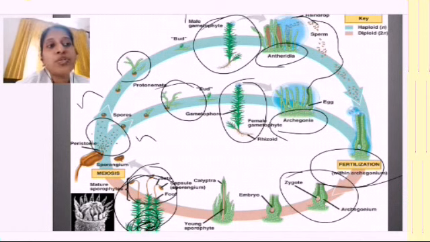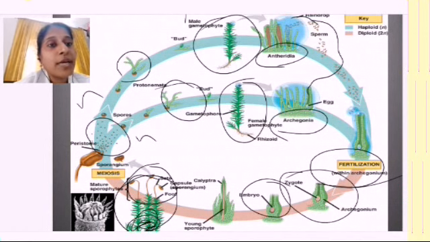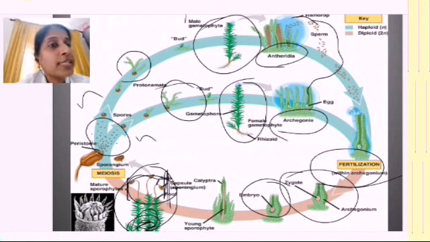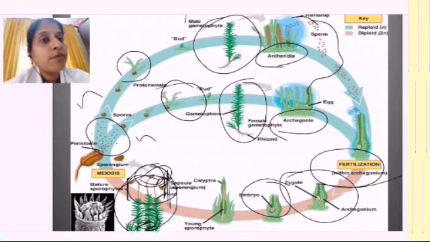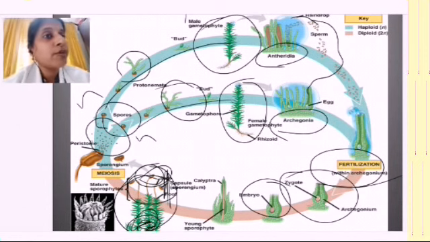Then what will be produced? Zygote will be produced, isn't it? This zygote will go on dividing and give rise again to what? The sporophyte, and the sporophyte again will undergo meiosis and produce spores. The spores will give rise to the gametophyte, either male or female, isn't it?